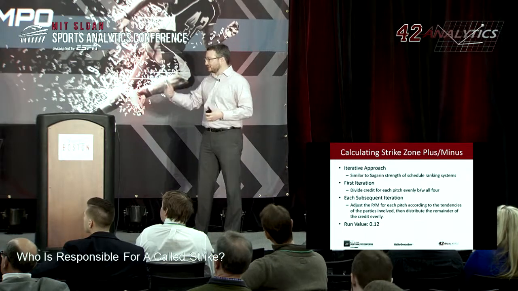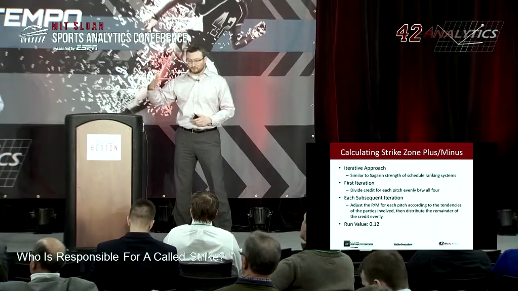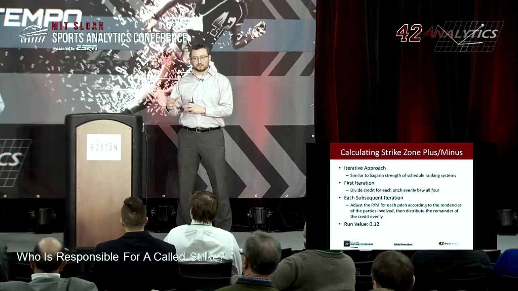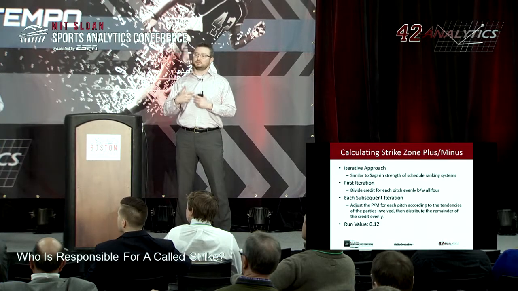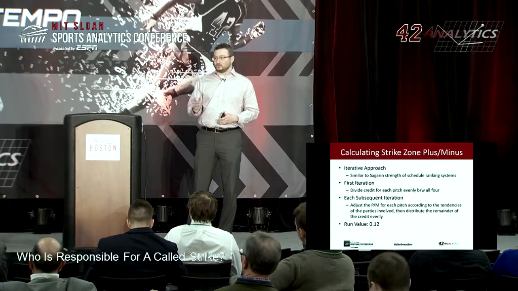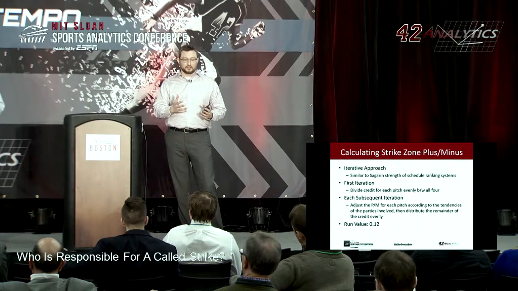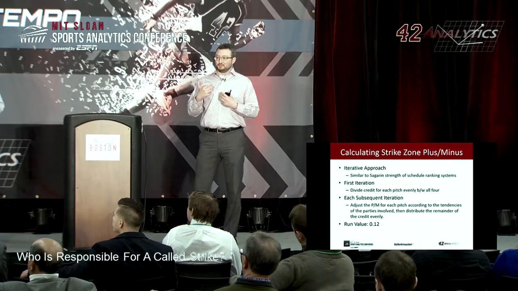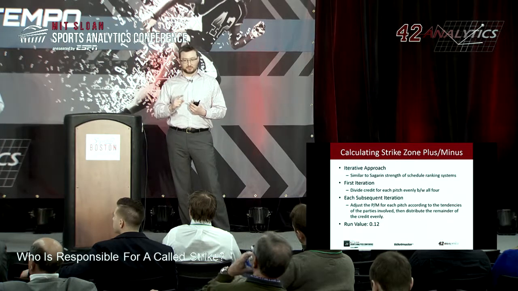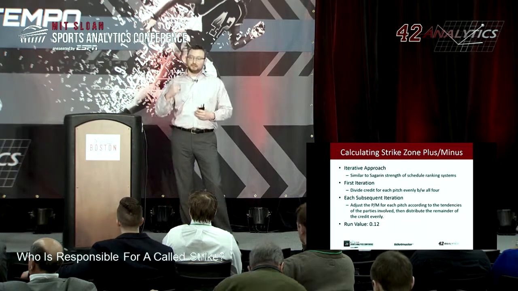So I'm going to start getting into a little bit of the dirty details of the calculation itself. What's up here now is just a quick overview. If you're familiar at all with strength of schedule ranking systems, this is somewhat similar. We're doing an iterative approach where, with the first iteration, we don't know anything about the tendencies of any of the individual players involved. So initially, we're going to start by saying that each of the pitcher, batter, catcher, and umpire can lay equal claim to whether that pitch ended up being called a ball or a strike.